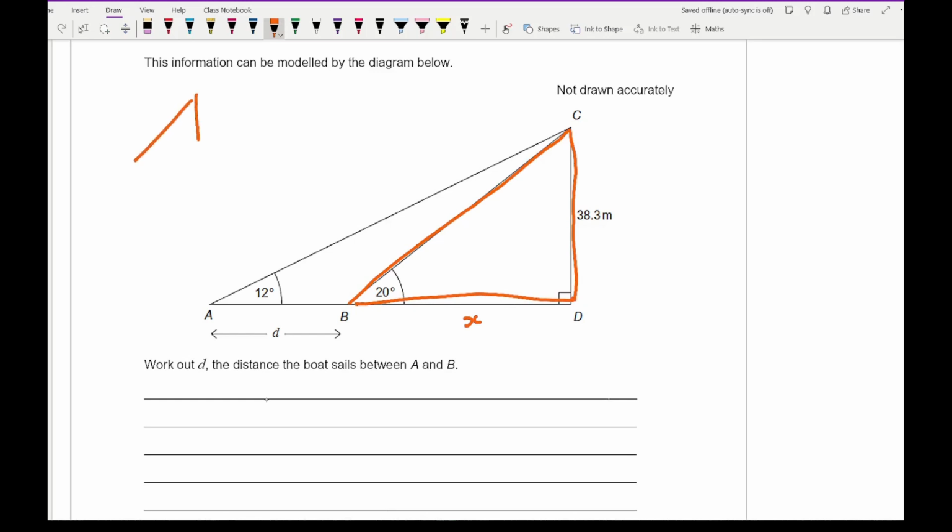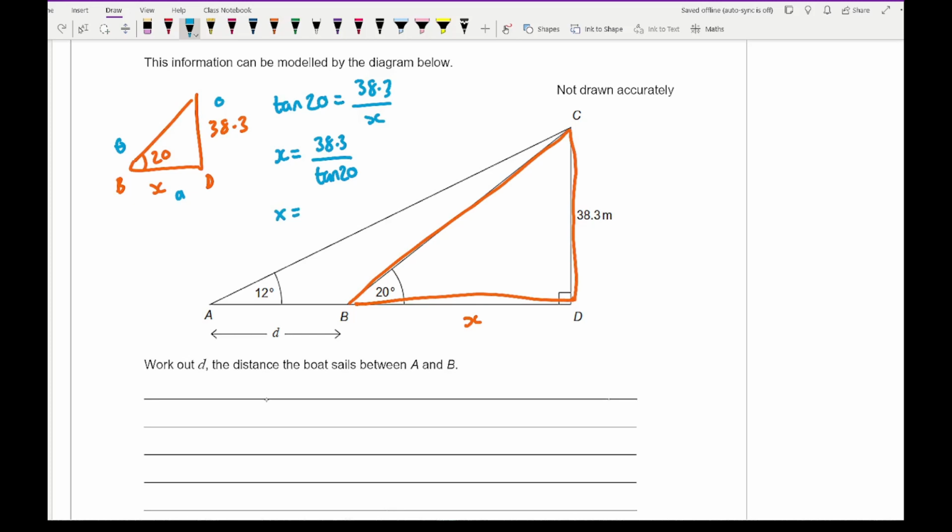So if I just draw that triangle out again and label this as BD, this is X, that's 38.3, and this angle here is 20. Labelling up, this is the opposite, that's the adjacent, that's the theta. So it's going to be tan 20 equals 38.3 over X. So I can then work out X: it's going to be 38.3 over tan 20. So X equals, and I can type that straight into my calculator, 38.3 divided by tan 20 gives me an answer of 105.23, I should say.